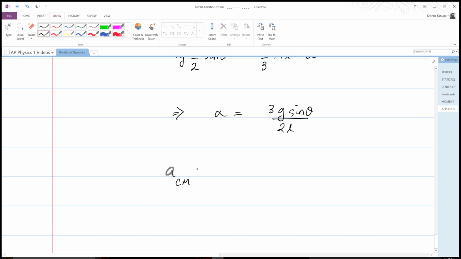Once again, I can find my ACM, and ACM is simply going to be equal to 3/4 g sine theta, and AP is going to be equal to 3/2 g sine theta. I'm sure you can show each of these by simply multiplying by the corresponding lengths. So hopefully this helps with this problem.